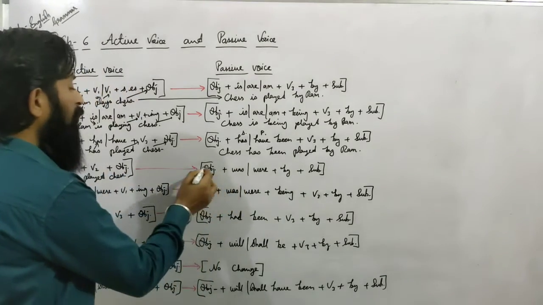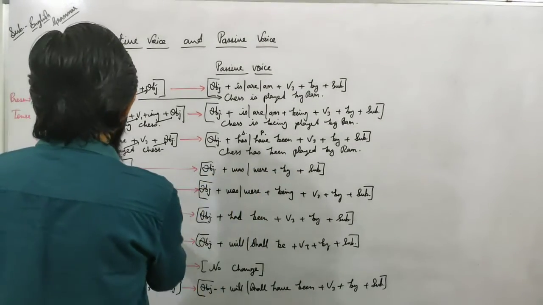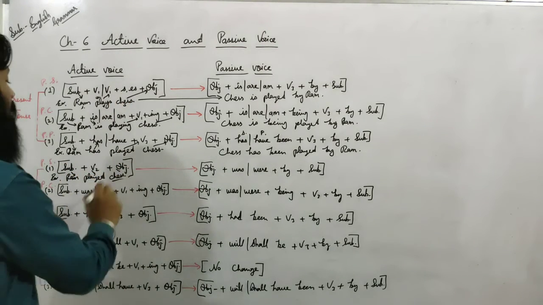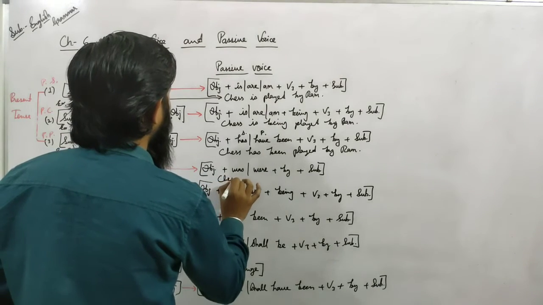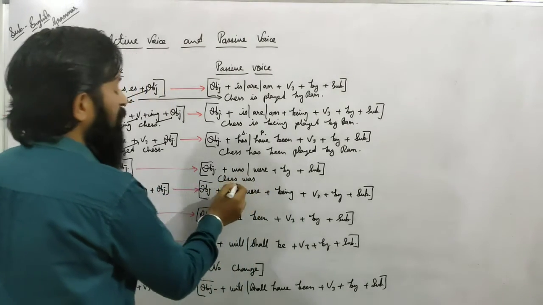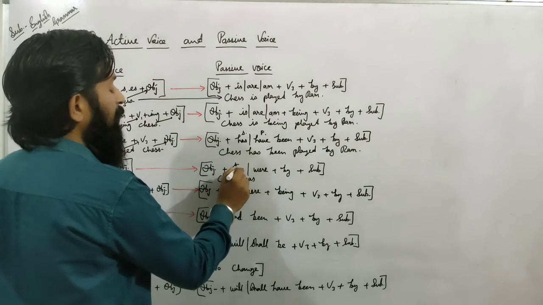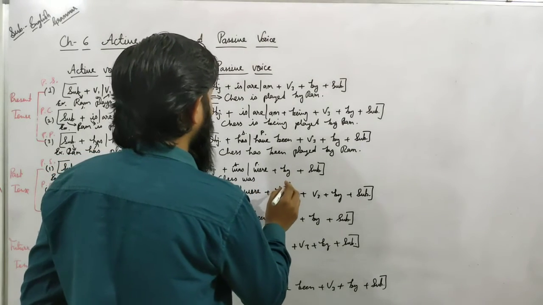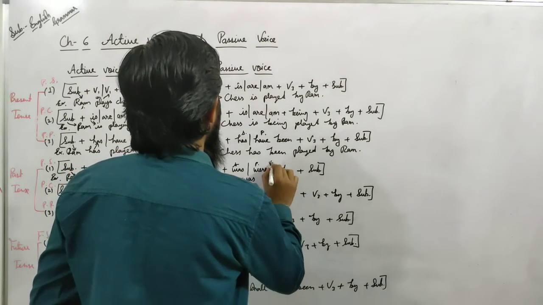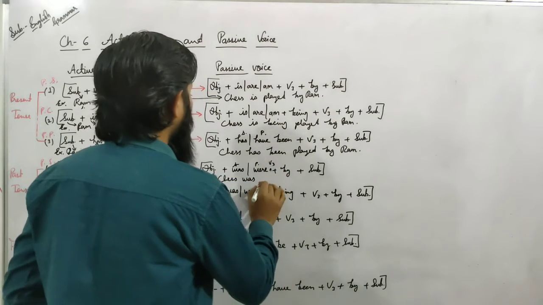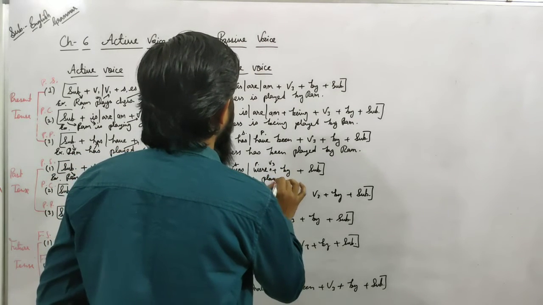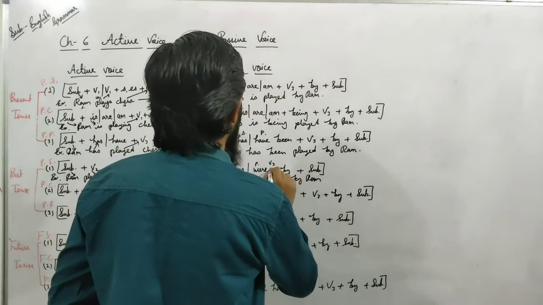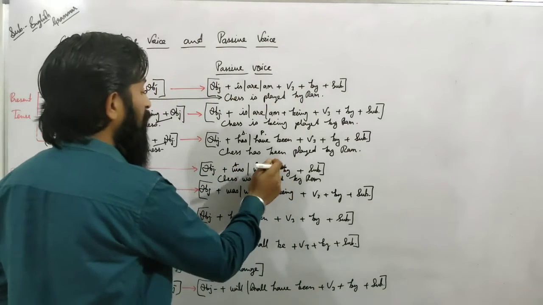After that, what we have to do: object plus was plus verb third form plus by plus subject. Then what is the object? Chess. Here Ram is the subject, verb is played, and chess is the object. So for the object we write chess was, because chess is singular. If the subject is singular, then you write was. If the subject is plural, then you write were. Chess was. After that we have to write verb third form here. I don't write it here, but you have to mention it. Was played by Ram. This means here you have to write verb third form because I didn't mention it here.